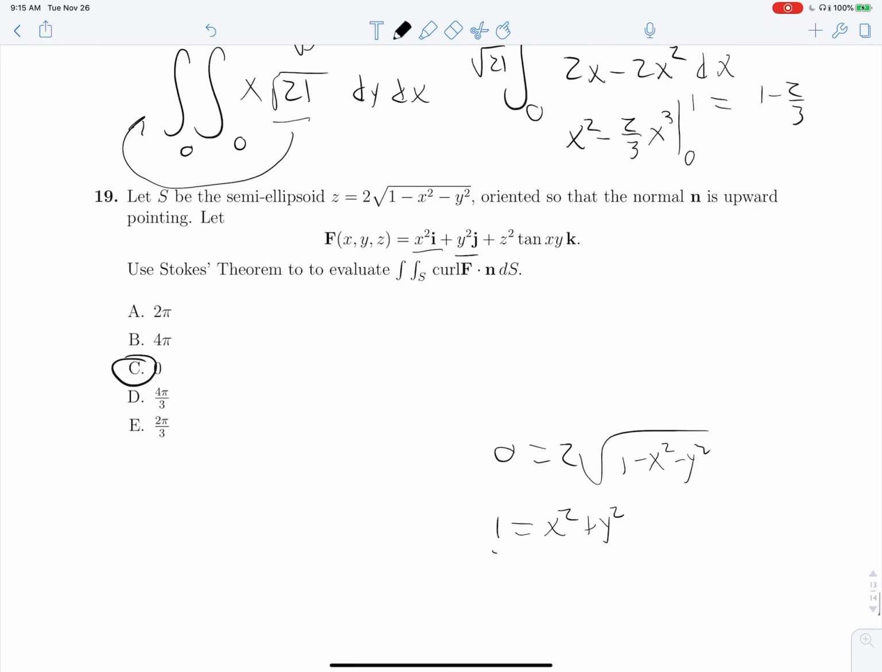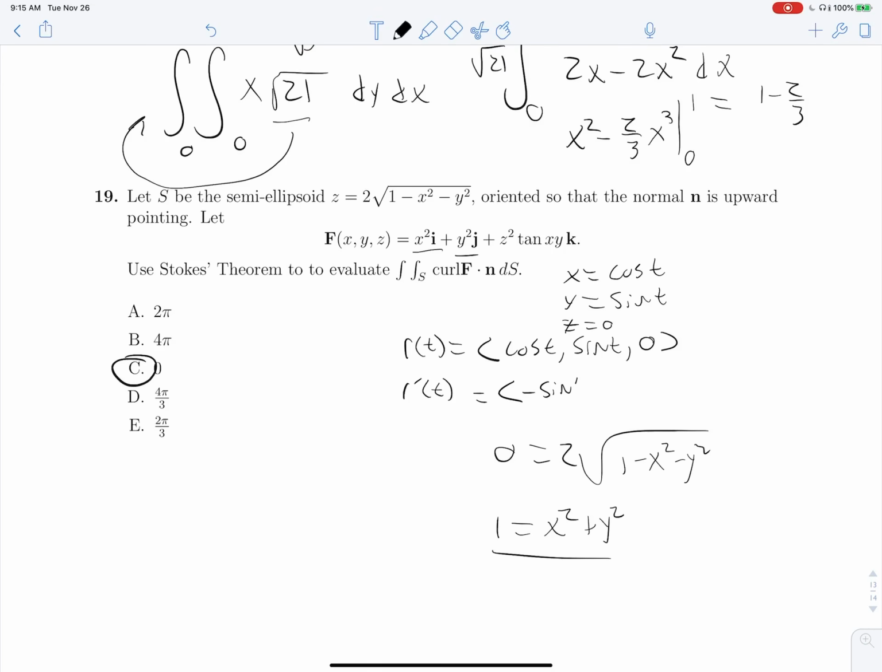So let's parametrize this circle here, which is our path that encloses this region. That's going to be x equals cosine t, y equals sine t, and I really should have written it out as r of t equals cosine t, sine t, 0, right, because z is 0. Then we need an r prime of t. That's going to be negative sine t, cosine t, 0.